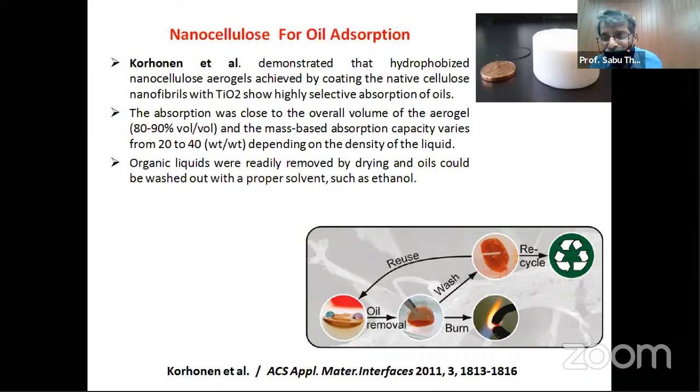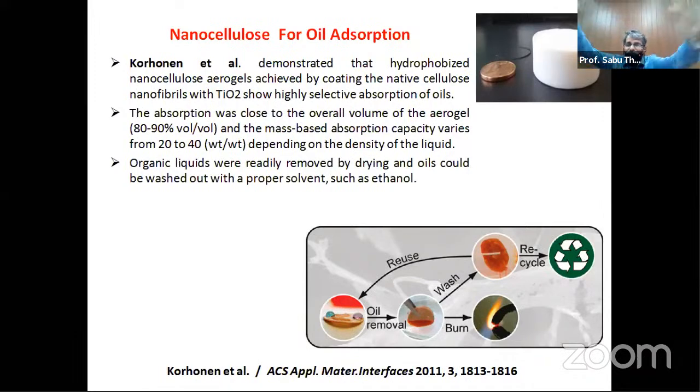Probably you all know that seawater is increasingly contaminated with oil. A lot of oil spillage. You might be reading in the newspaper. So the Finnish group, you know what they did? They made aerogel out of nanocellulose. Simple process. You take nanocellulose and water and you go for freeze drying. You get beautiful aerogel. Lightweight.